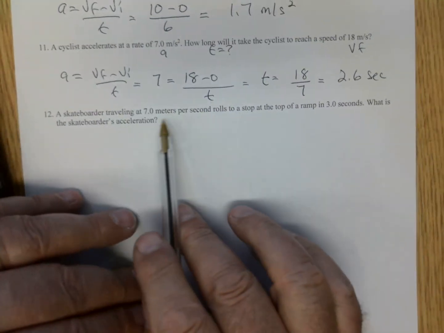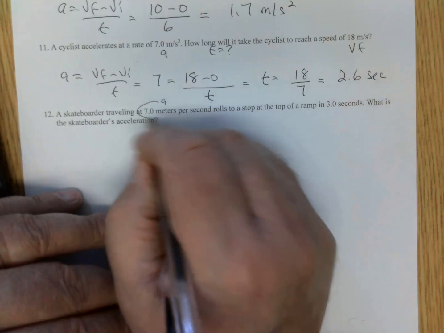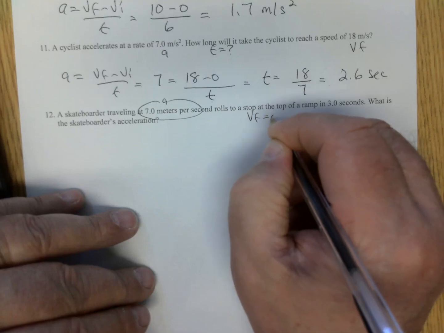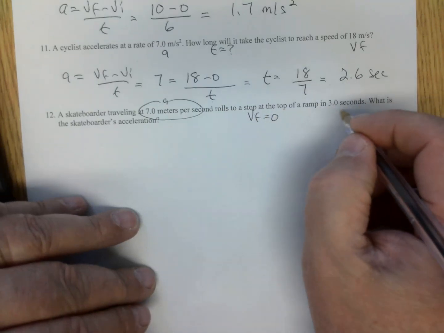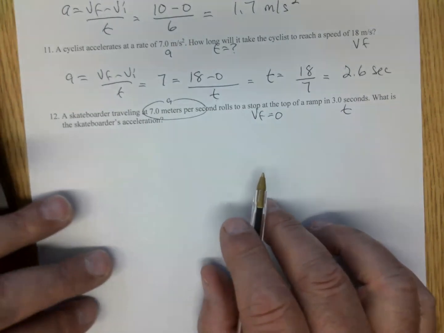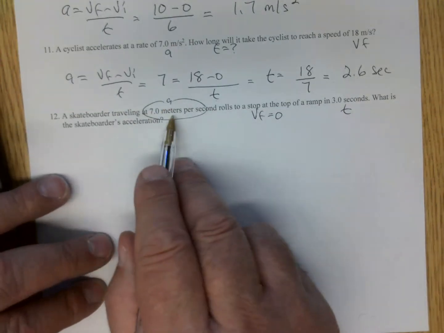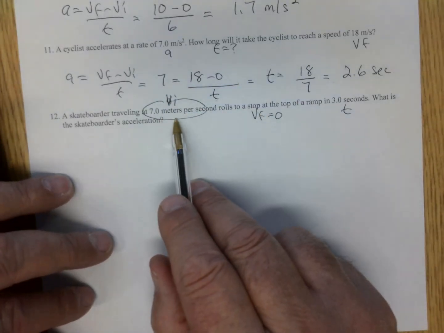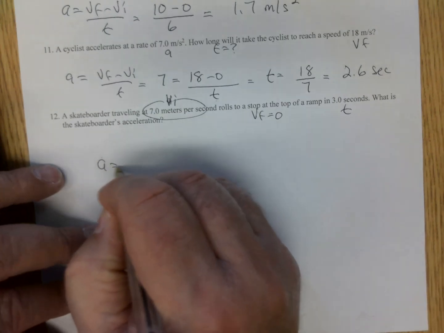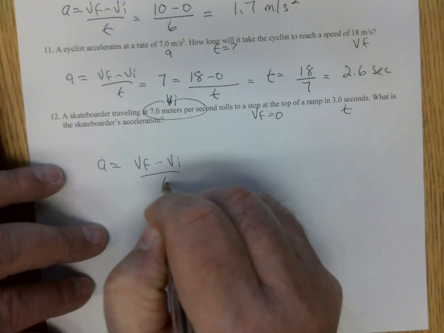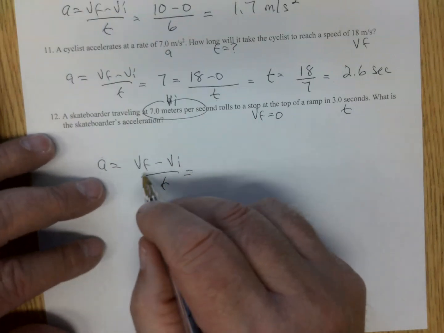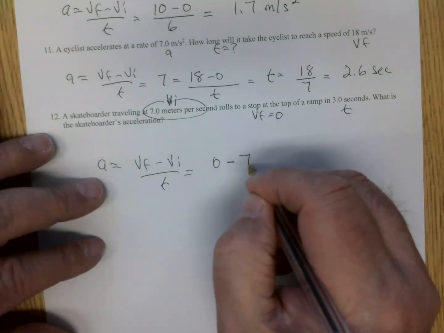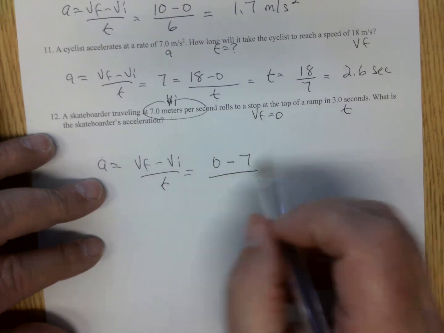Okay, and then last one, a skateboarder traveling at 7 meters per second. Get that straight. That's acceleration. Rolls to a stop, so velocity final is 0, at the top of a ramp in 3 seconds time. What is the skateboarder's acceleration? So it says traveling at 7 meters per second. That's velocity initial, right? And velocity final is 0. I misspoke that. So it should be acceleration equals velocity final minus velocity initial divided by time. So then you get velocity final is 0 minus the 7, which is velocity initial, and then it's 3 seconds.